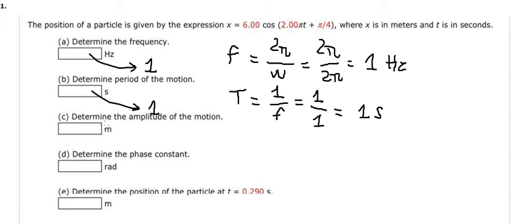Question C. Determine the amplitude of the motion. So the amplitude is capital A. So A should be about number 6. So we put number 6 in here. Question D. Determine the phase constant. The phase constant should be in here, and we put about π over 4.